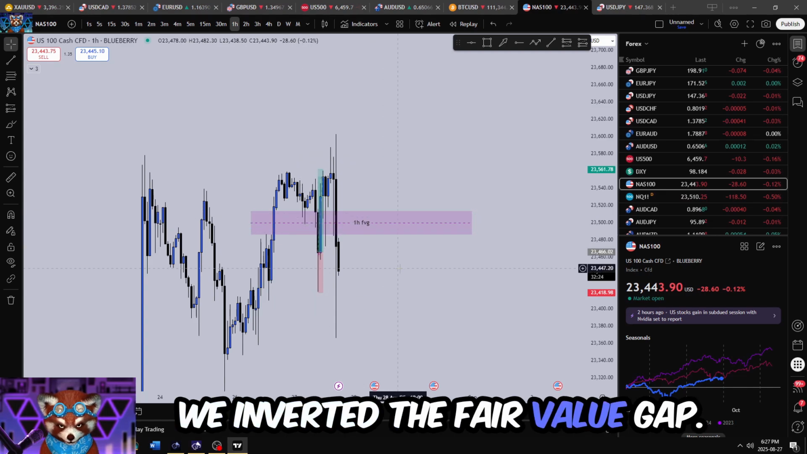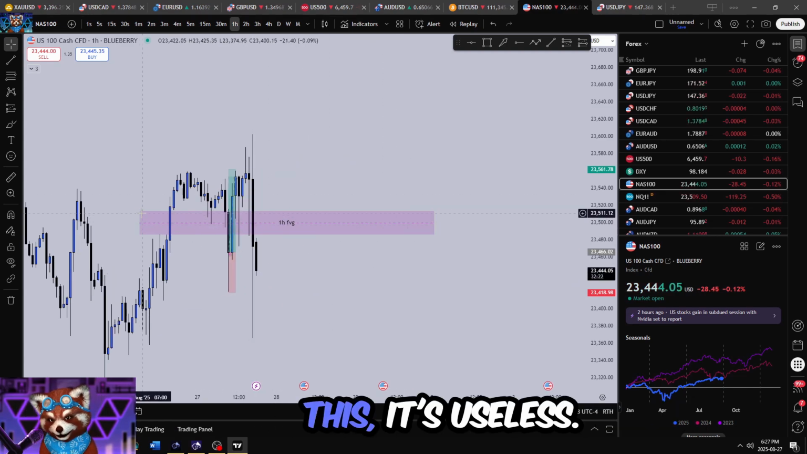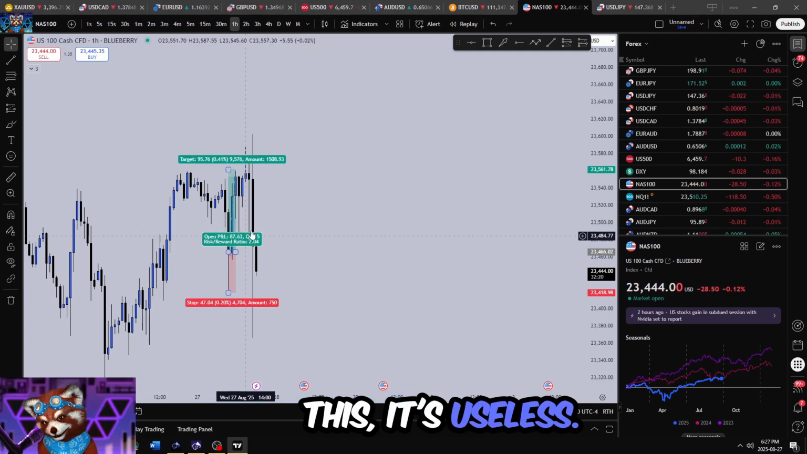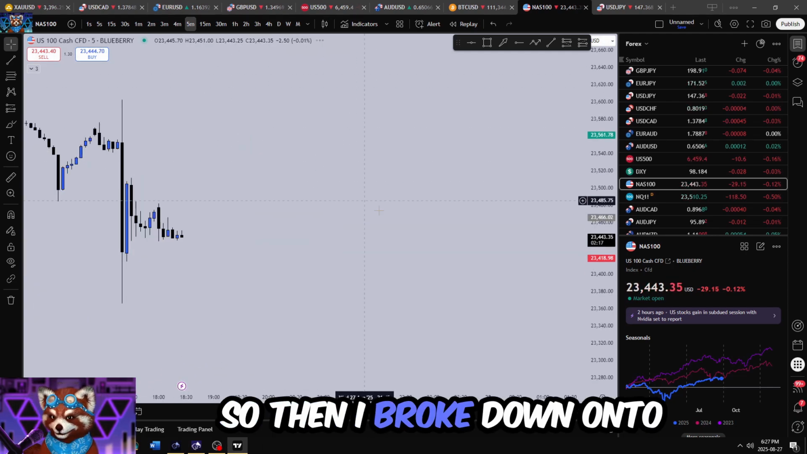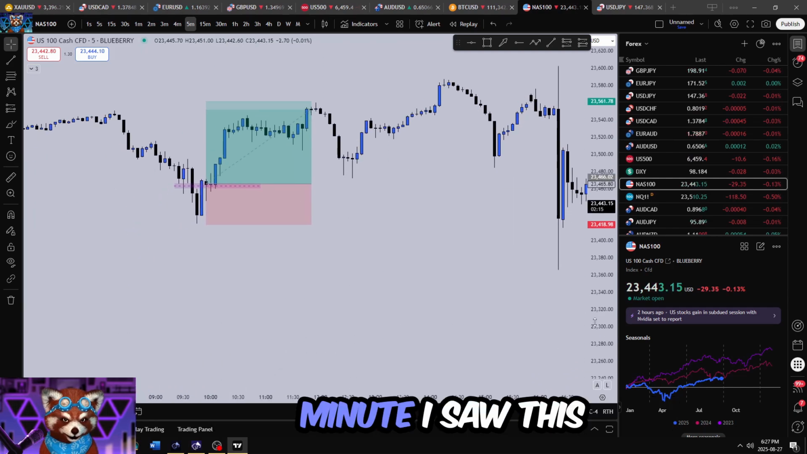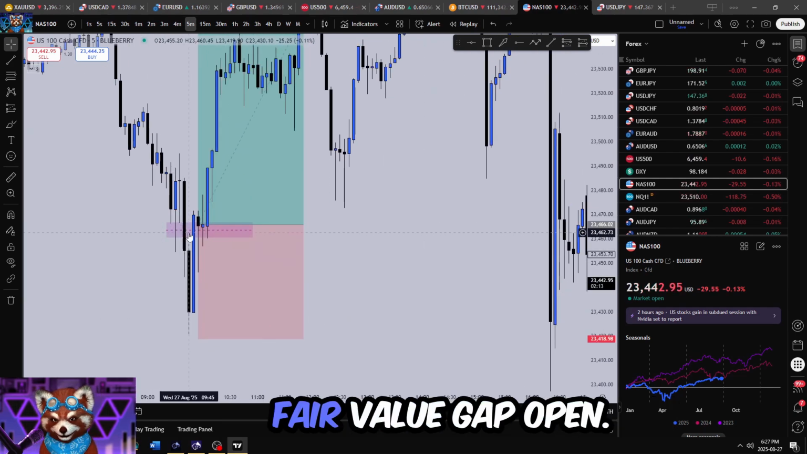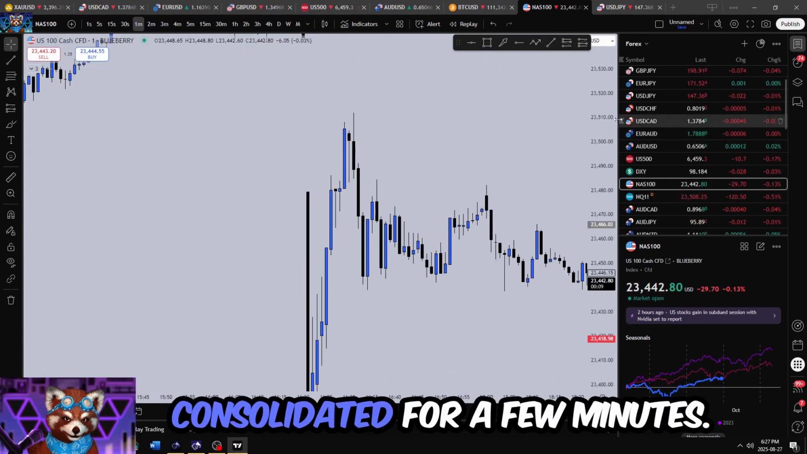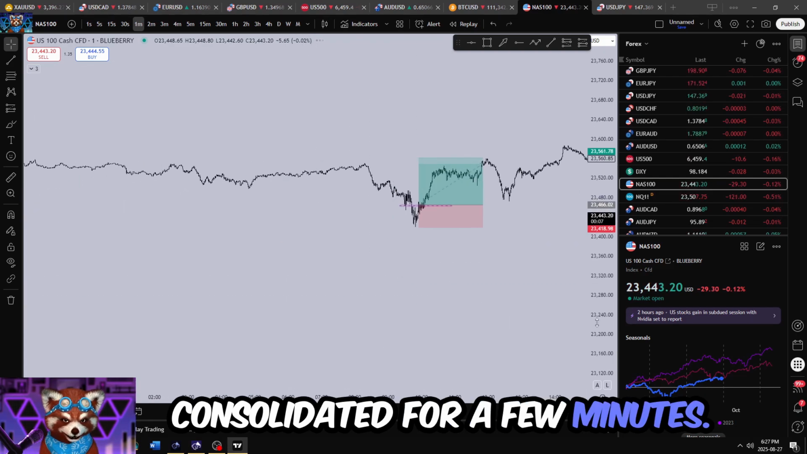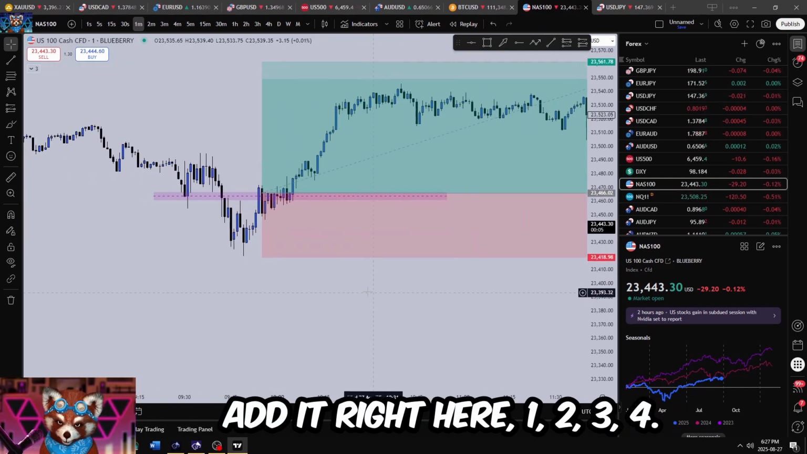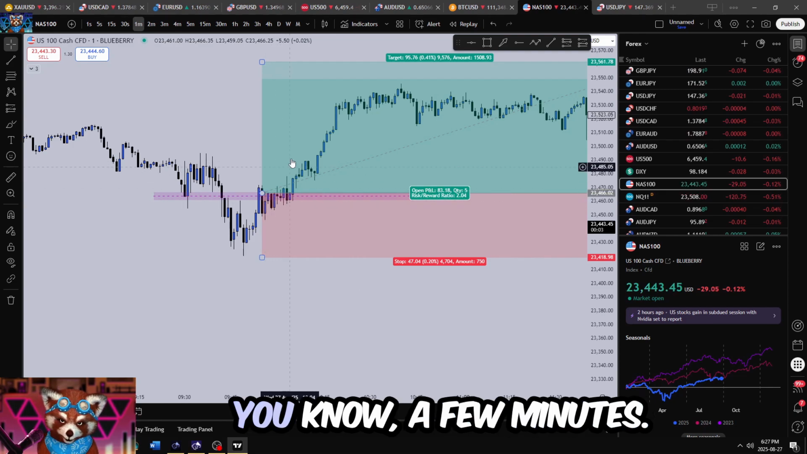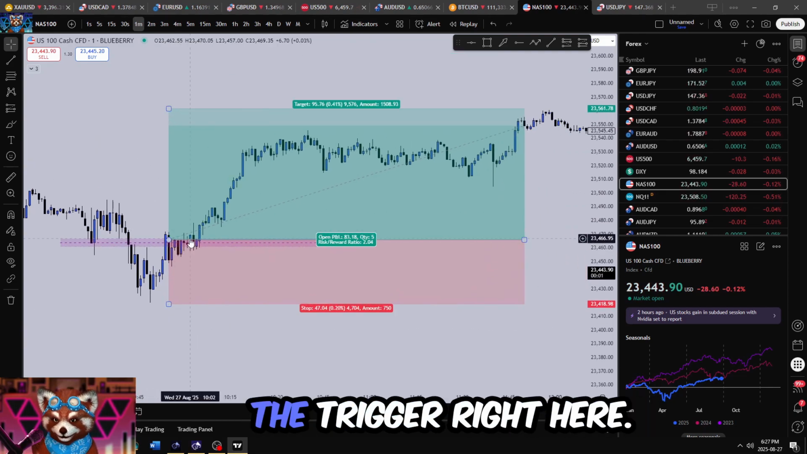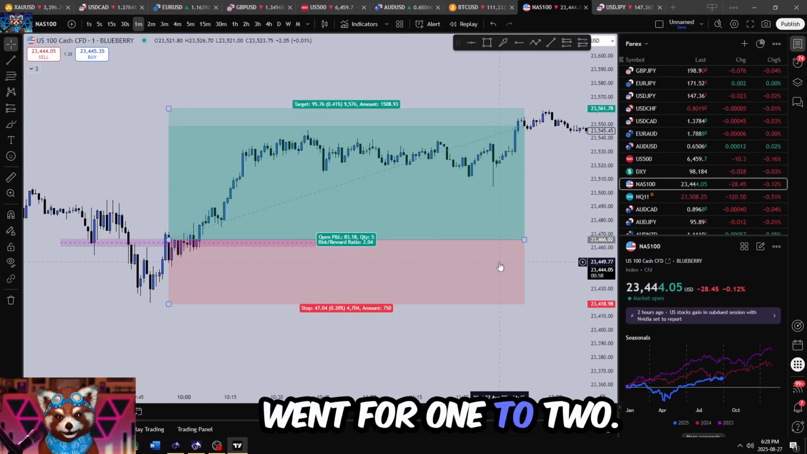We inverted the fair value gap, so I was like, okay, this is useless. So then I broke it down onto the 5 minute. On the 5 minute, I saw this fair value gap open. We inverted the fair value gap. We consolidated for a few minutes at it, right here, 1, 2, 3, 4, a few minutes. I said, all right, I'm pulling the trigger right here. I went for 1 to 2.